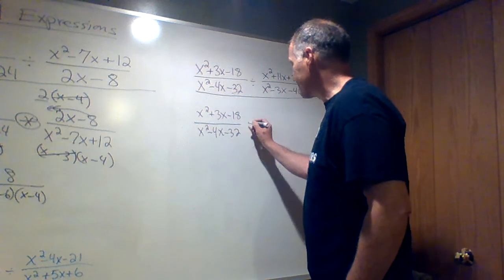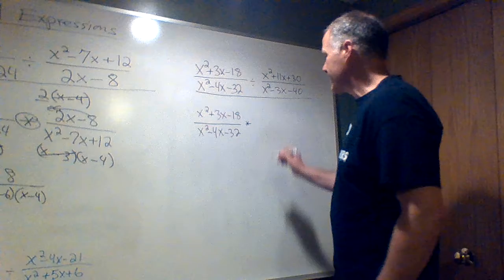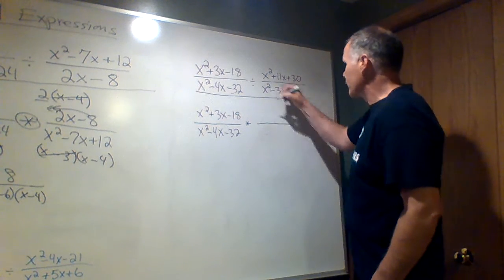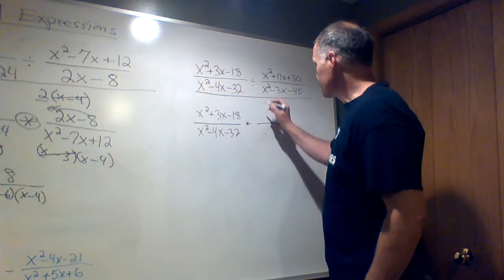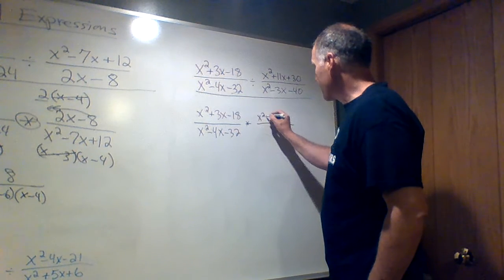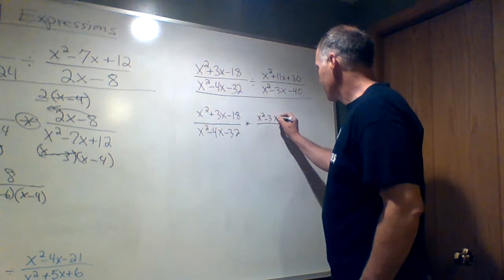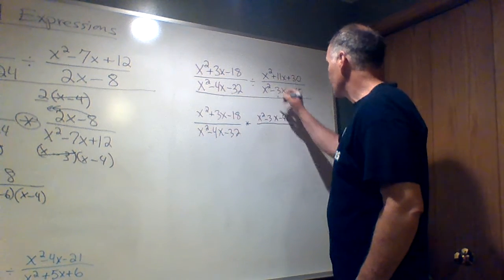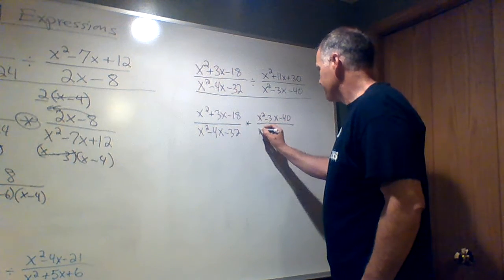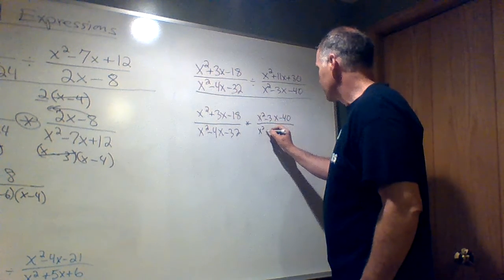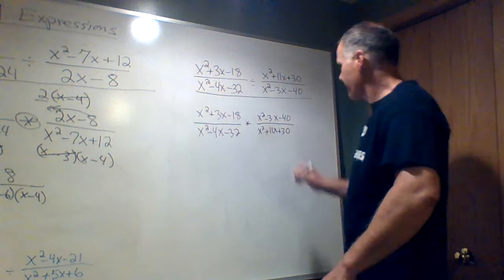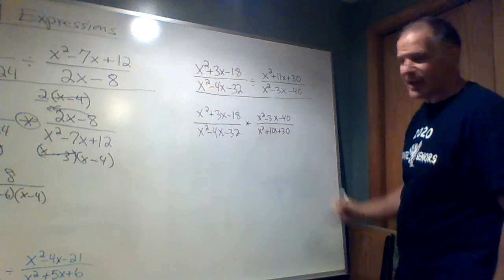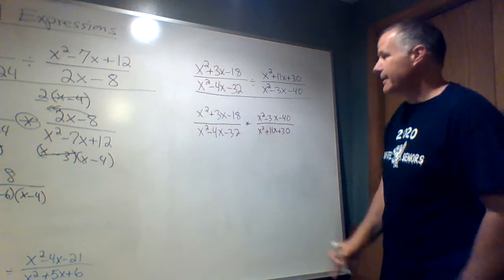I'm just rewriting, but then remember, I'm going to turn it into a times sign. And now I'm going to reciprocal this second fraction. So the second fraction has to reciprocal. So the bottom, x squared minus 3x minus 40. The bottom, x squared plus 11x plus 30. So I flipped over that second fraction and multiplied.